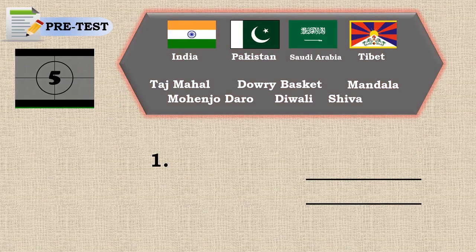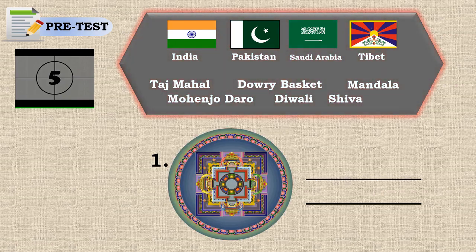Here are the choices for all the pictures to find on this activity. We have Taj Mahal, Dori Basket, Mandala, Mohenjo-daro, Diwali, and Shiva. And for the place, you will choose from India, Pakistan, Saudi Arabia, and Tibet. Are you ready? Okay, picture 1. You have 5 seconds now.